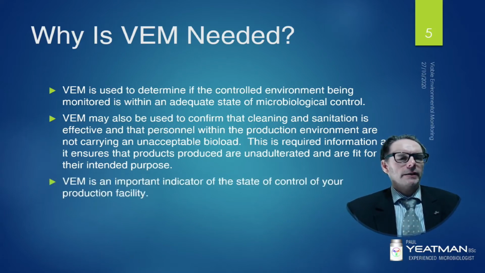And finally, viable environmental monitoring is an important indicator of the state of control of your production facility. So pretty much you do monitoring to determine the current state, and from that determine what the potential impact to the product is if you get a negative reading or a bad reading, and ultimately you get an idea of the state of the room.